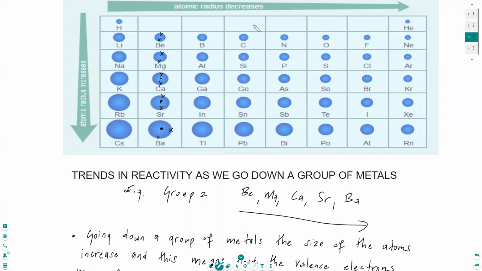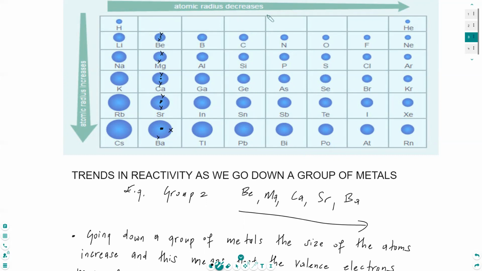For example, beryllium is a very small atom. The two electrons are very close to the nucleus and are held very tightly. So it's very difficult for beryllium to lose its two electrons. That means that beryllium is not very reactive. But barium, which is much larger, it's much easier for barium to lose its two electrons. And so barium is a much more reactive metal than beryllium. So going down a group of metals, we will definitely see the metals become more reactive.